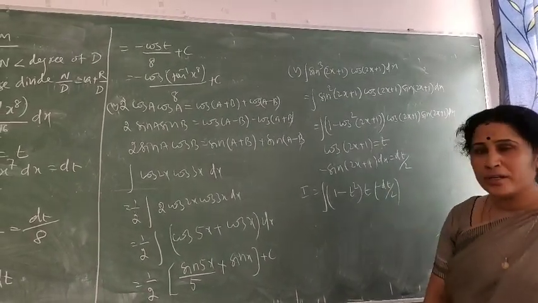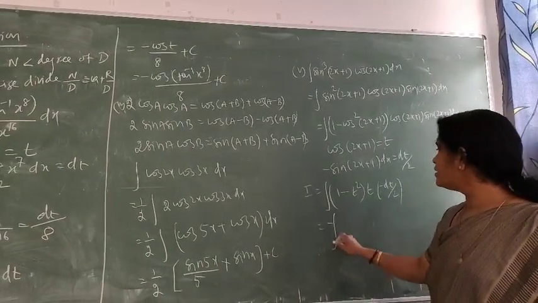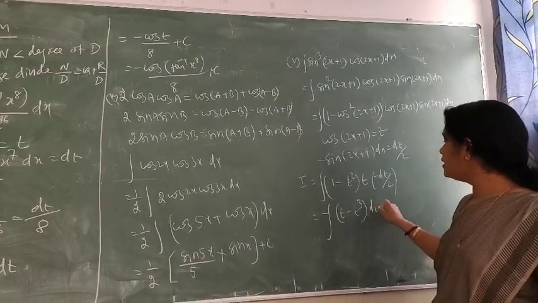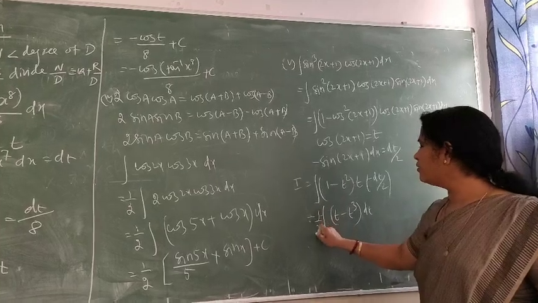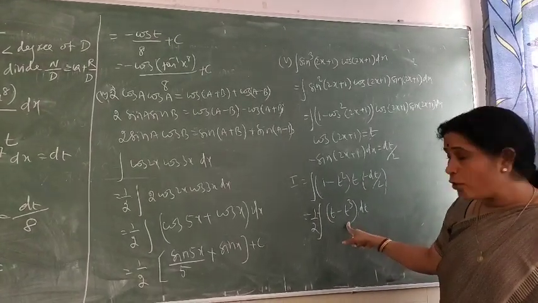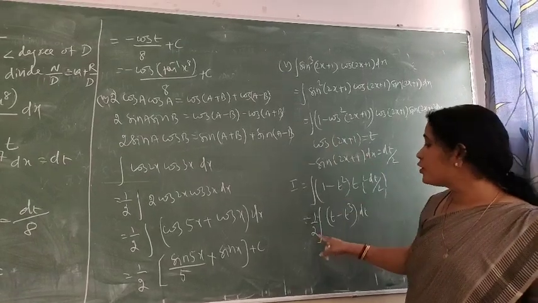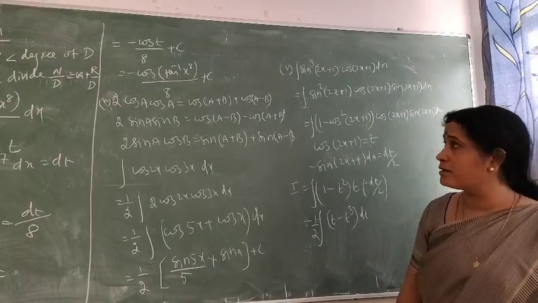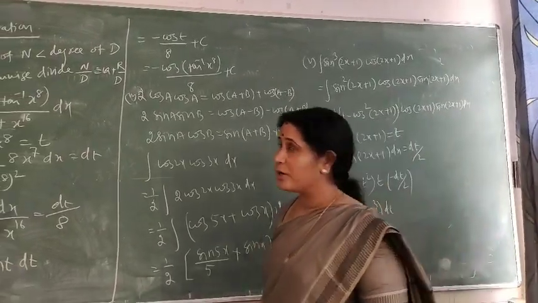Now you know how to integrate this one. That is equal to minus integral of (t minus t cube) dt, so 1/2 I am taking here. Now this becomes t square by 2 and this becomes t power 4 by 4. Then replace t with whatever substitution you have given, and you will get the answer. This is also one of the most important parts.